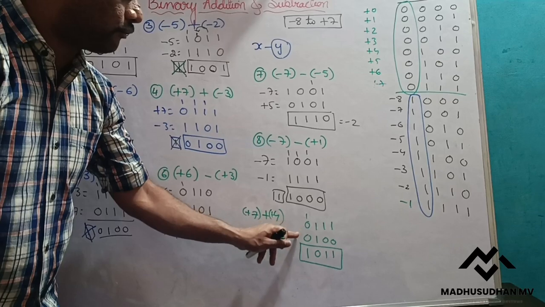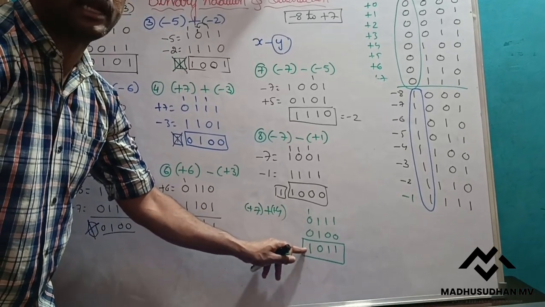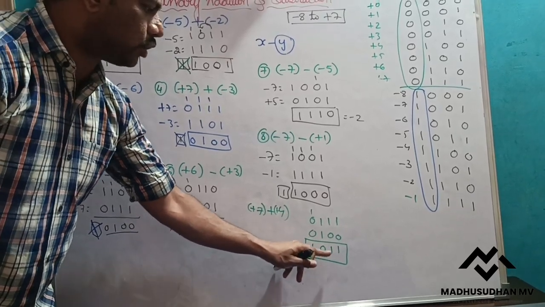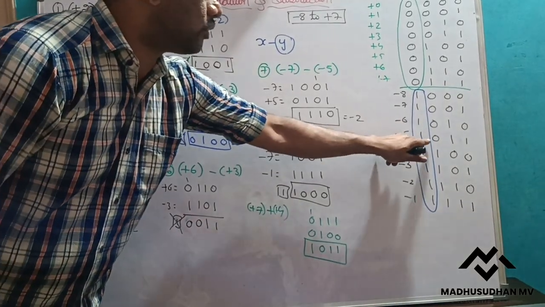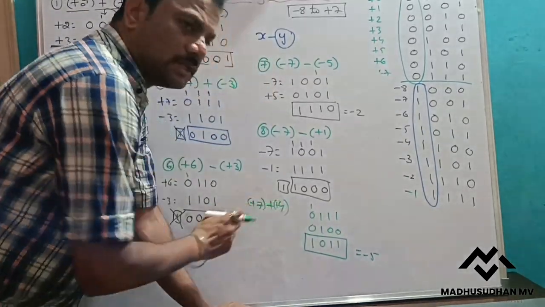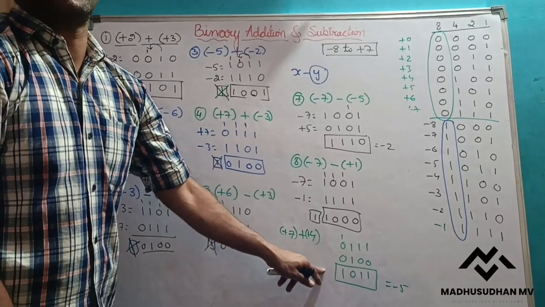Why? Because when I add two 4-bit positive numbers, I am getting a negative number, because the sign bit is 1. See, 1, 0, 1, 1 is minus 5. I am getting minus 5. If you add 7 plus 4, I should get 11. But I am getting minus 5. This is the problem.